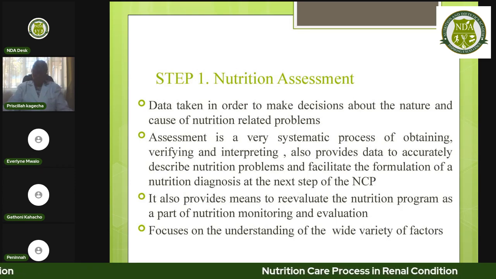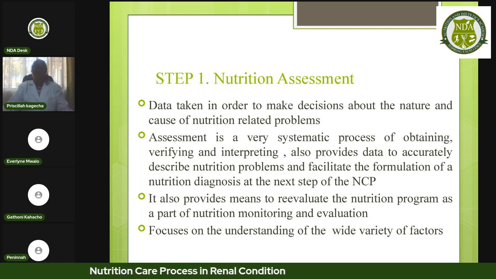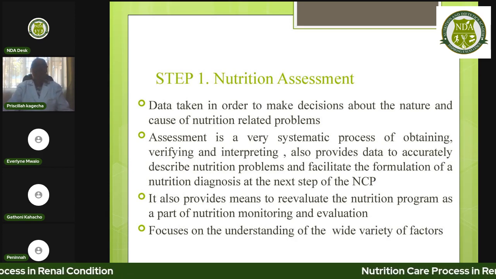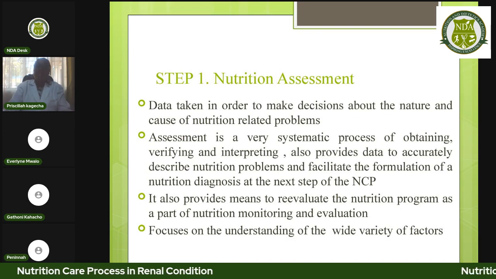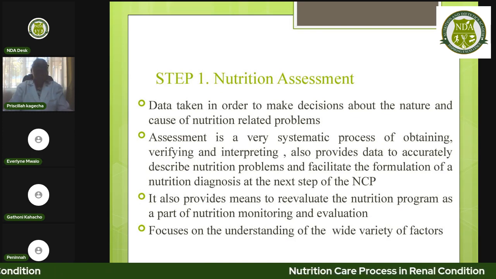So in assessment, there are several things that we may want to look at, more so when we are looking at the renal conditions. When you talk of anthropometrics, you may want to look at the weight: pre-dialytic weight, interdialytic weight, post-dialytic weight. You may want to know the dry weight of the patient.